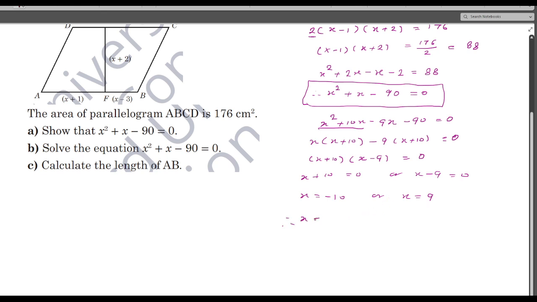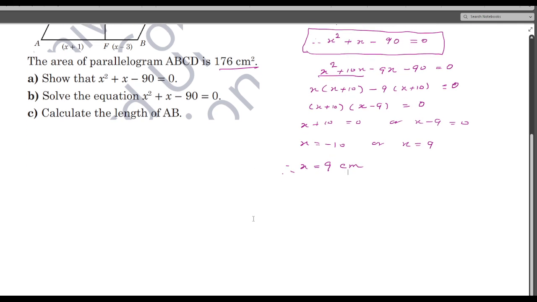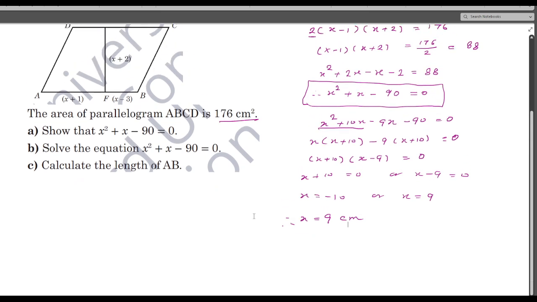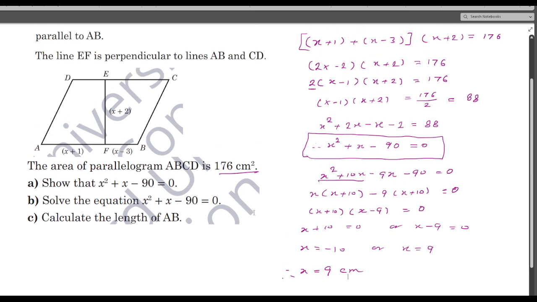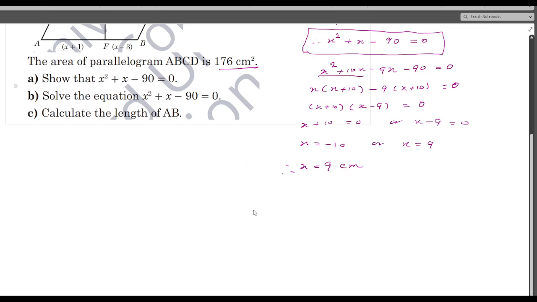So x we will consider as 9, and here area is in centimeter square. So I will say that x is equal to 9 centimeter. Then we have to calculate the length of AB. Length of AB is equal to x plus 1 plus x minus 3. That will give me 9 plus 1 plus 9 minus 3. 9 plus 1 is 10, 9 minus 3 is 6. So length of AB is 16 centimeter. So your AB length is 16 centimeter.